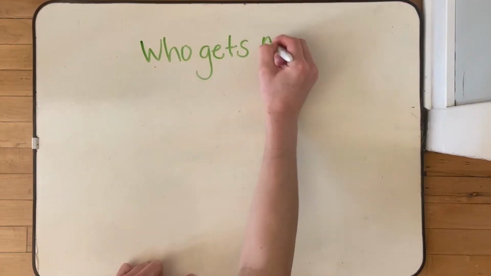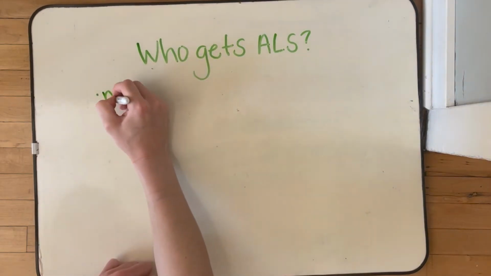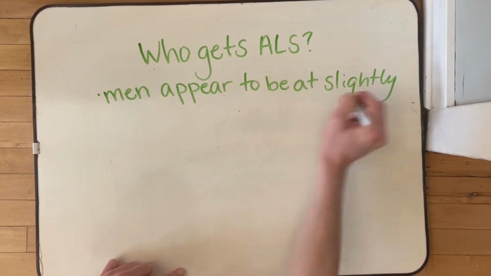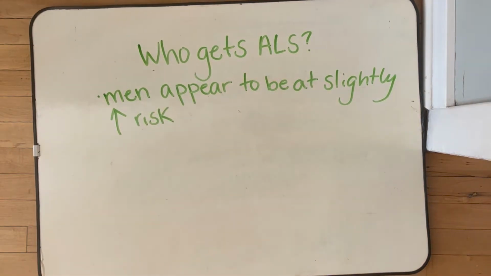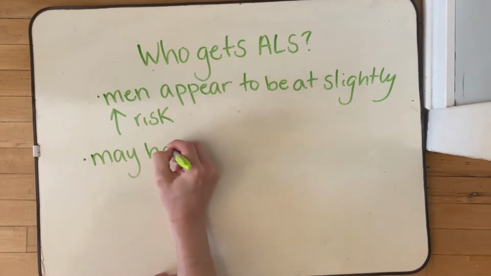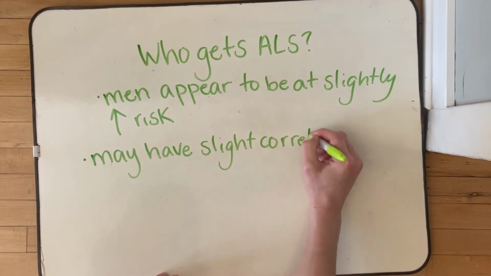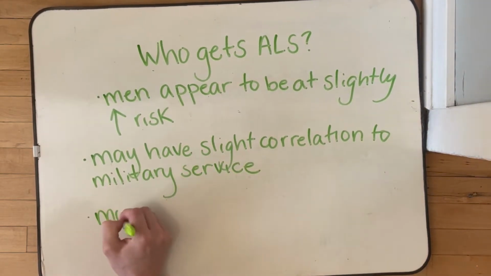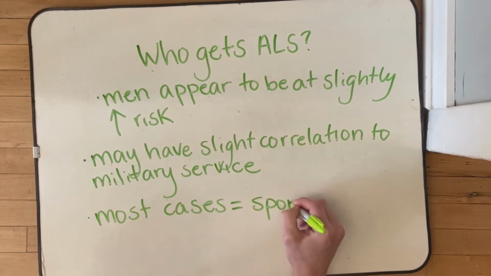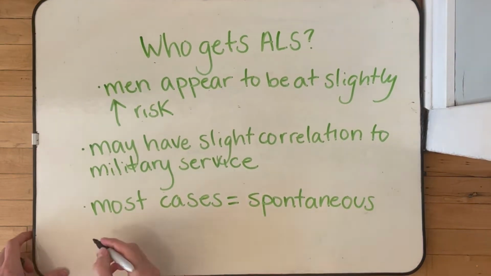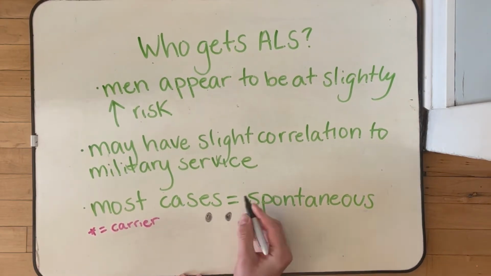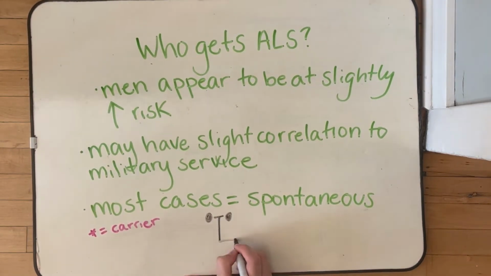Now we're going to be looking into who gets ALS. Scientists aren't exactly sure, but it does appear that men are at a slightly increased risk to get ALS compared to women. And there is some evidence that shows that there may be a slightly higher risk for people who have served in the military, although that evidence is a little shaky. Most cases are just spontaneous, meaning that there can be two parents who are not carriers and do not have ALS, but they can have kids who end up with it.